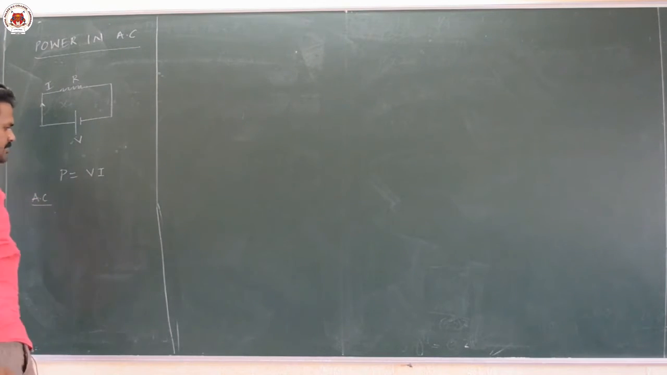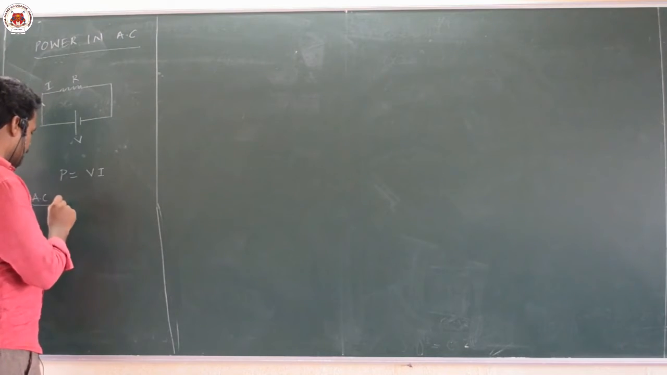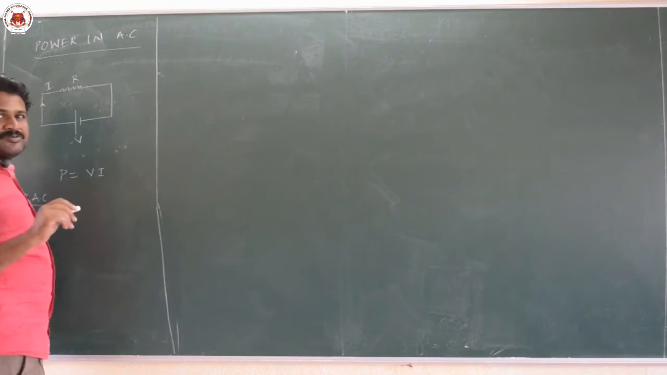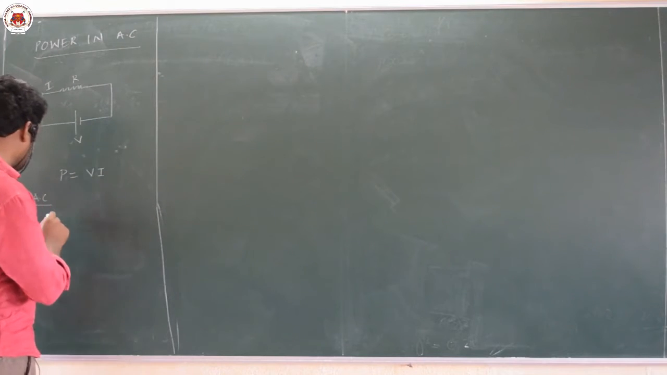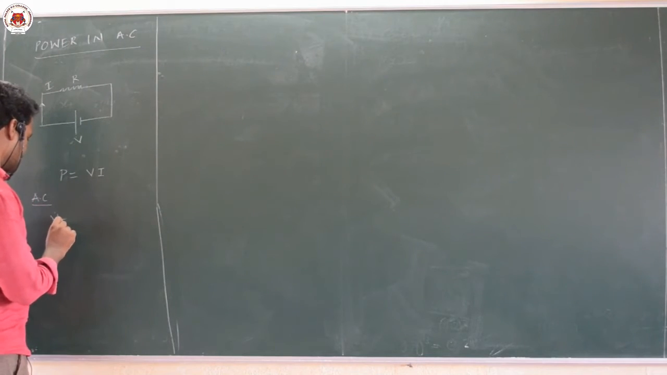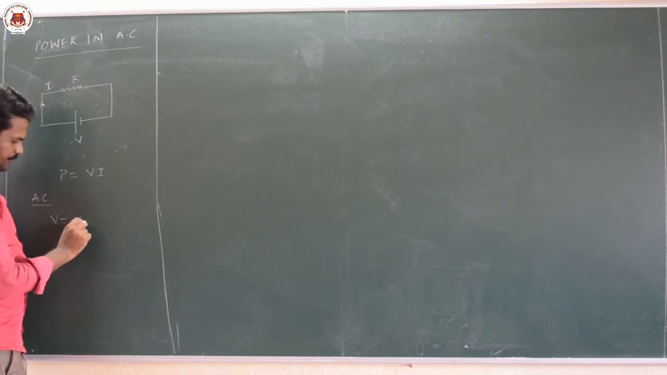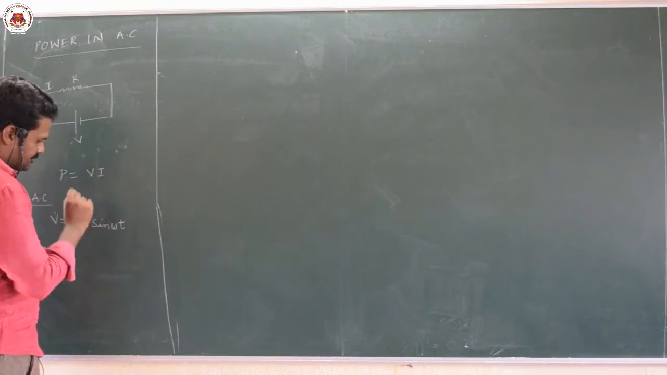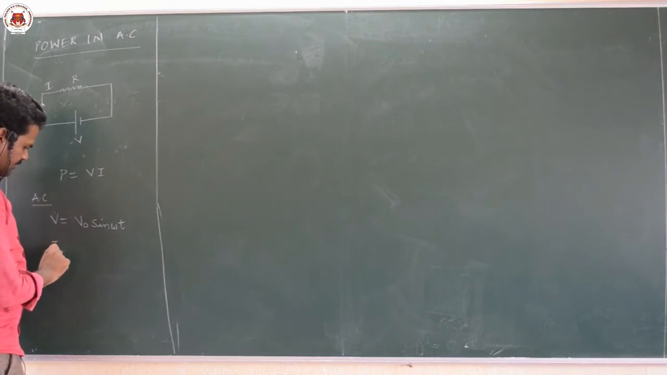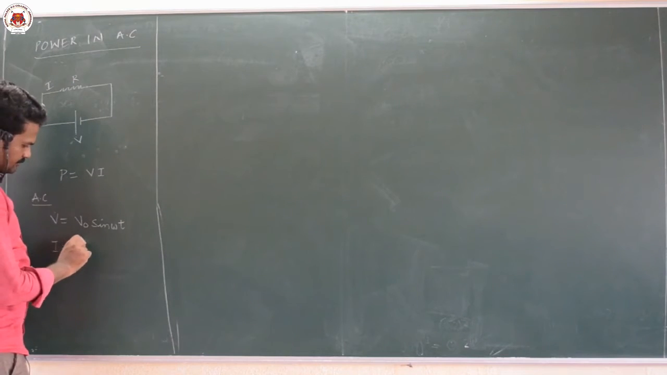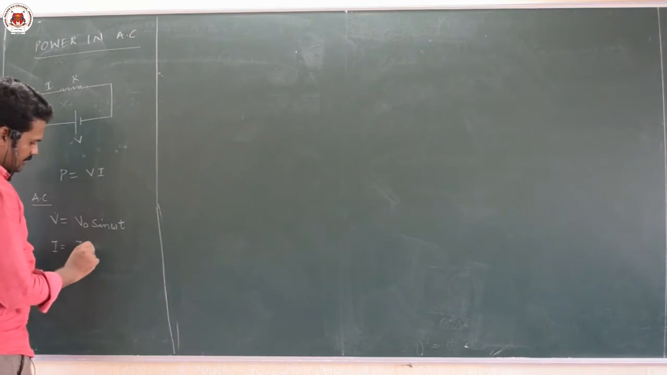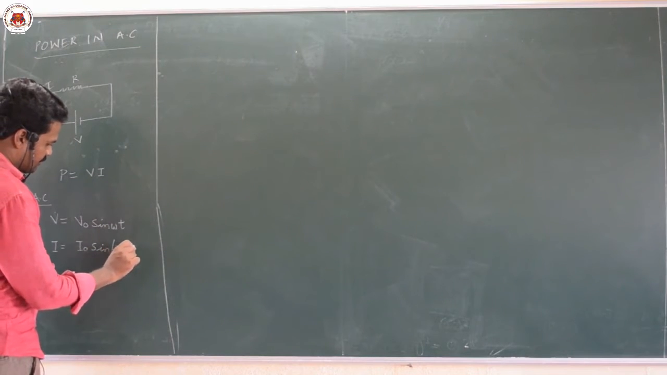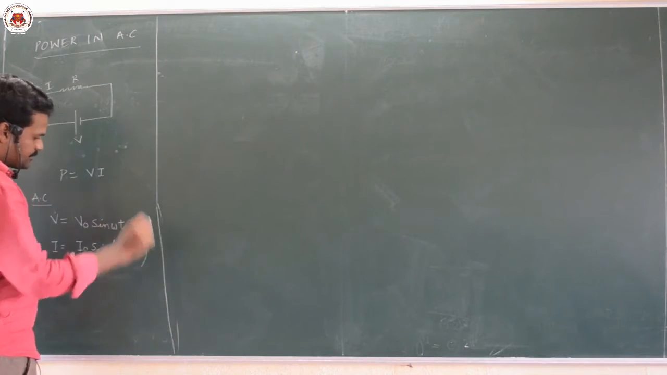Alternating current contains a voltage which is varying with respect to time and a current which is varying with respect to time. So, V I will take as V naught sin omega t, this is the source. Current I will take as I naught sin(omega t plus phi), like this you can take.